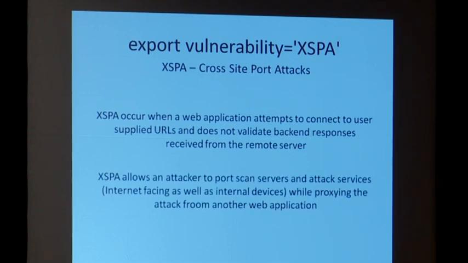XSPA allows an attacker to port scan servers and attack services. We'll see a demo of this, on internet-facing as well as internal devices, while proxying the attack from another web application. So if Facebook has this vulnerability, I can port scan Microsoft or Google's IP addresses using Facebook's IP address. Right? So I'm technically proxying the whole attack from there.